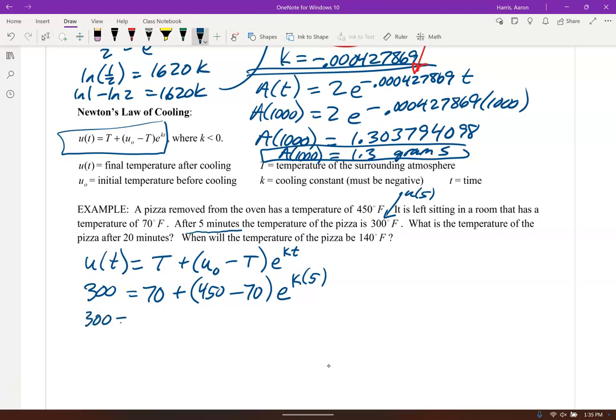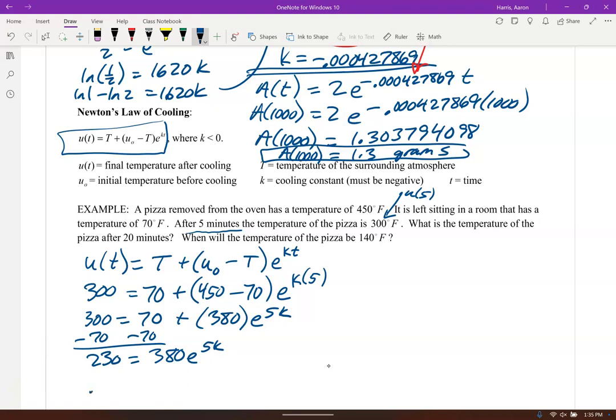So we got 300 equals 70 plus 380 e to the 5K. Subtract 70 from both sides. So 230 equals 380 e to the 5k. Divide by 380. So I have 230 divided by 380, 0.605263158 equals e to the 5k. Again, I divided both sides by 380.